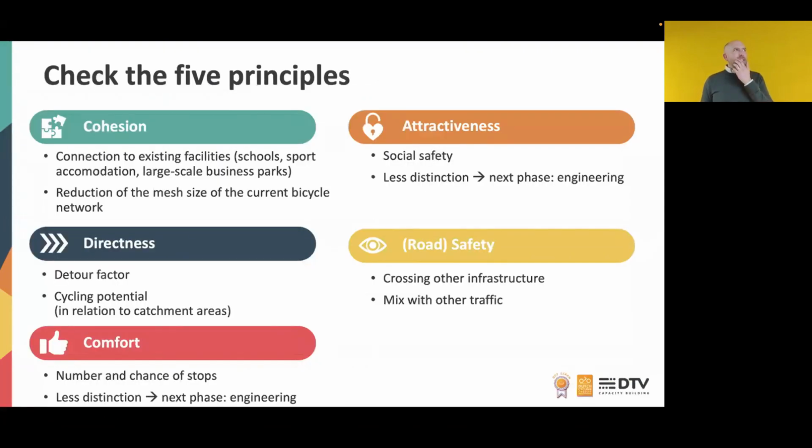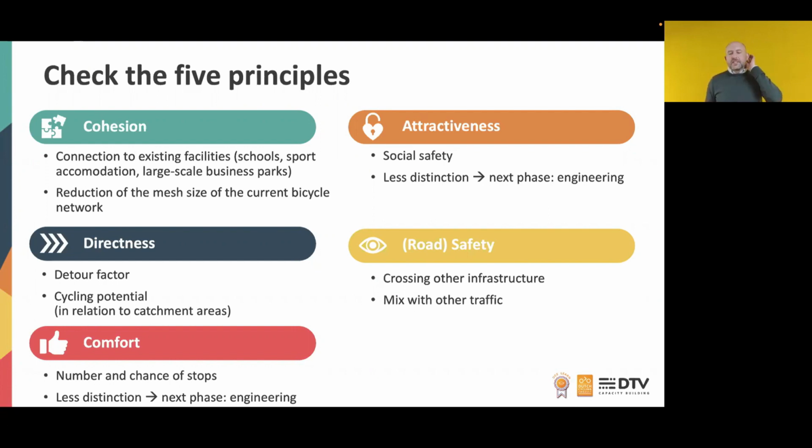But what has been done is, let's use the 5 principles and create a sort of assessment framework. So cohesion was in the end defined for this application: the connection to existing facilities, and also to reduce the mesh size or the mesh width of the network. For directness, detour factors played a role, but also the cycling potential. So how many people can be served with a better cycling connection? That has to do with the urban area that is within cycling distance. So how many people can we serve with our route?